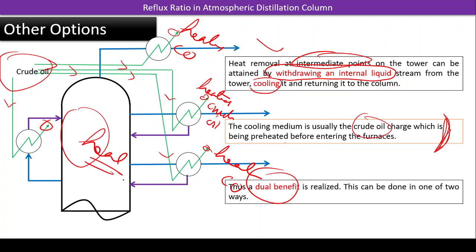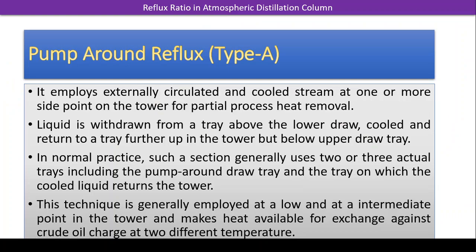So how is this possible? There are two ways. One is the pump-around reflux, that is called type A. The second is the pump-by reflux, that is type R. Coming to the type A reflux, it implies an externally circulated and cooled stream at one or more side points on the tower for partial heat removal. So we can remove heat by using this method, the pump-around method.